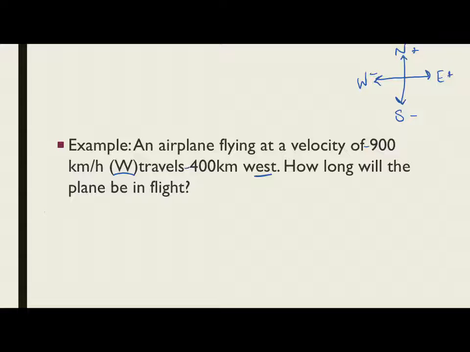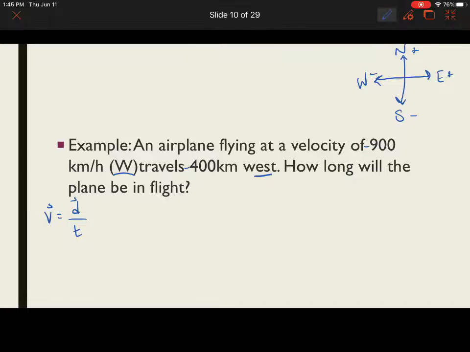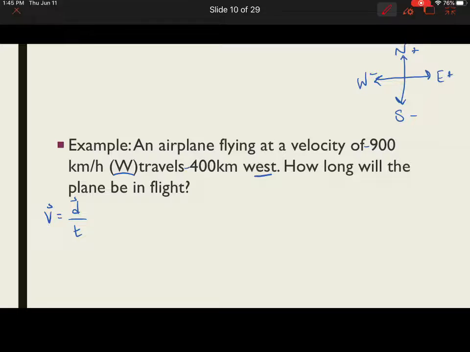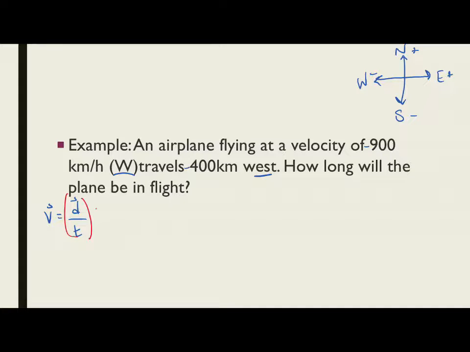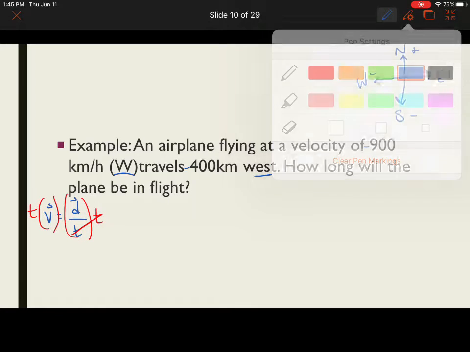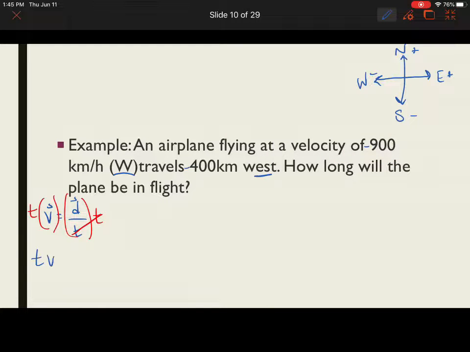So I'm looking for time. When I look at my velocity equals displacement over time equation, I need to solve for time. So first I'm going to get time out of the denominator. I'm going to multiply both sides by t. That cancels that out. We get t times v is equal to the displacement, also not what we want.